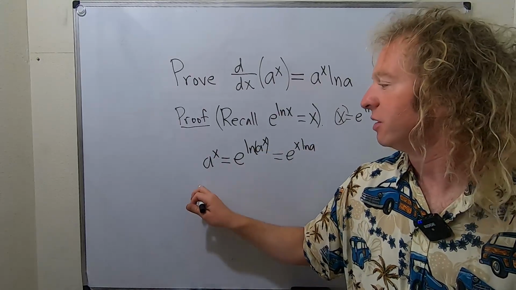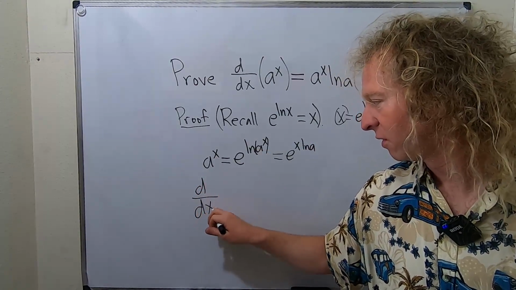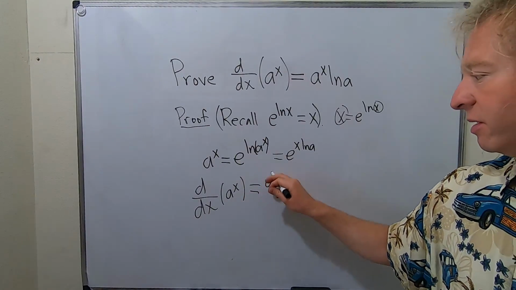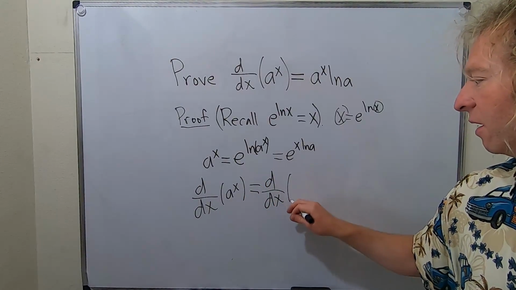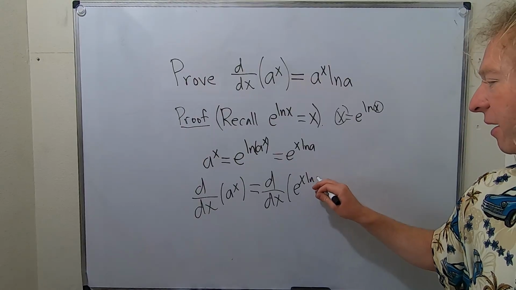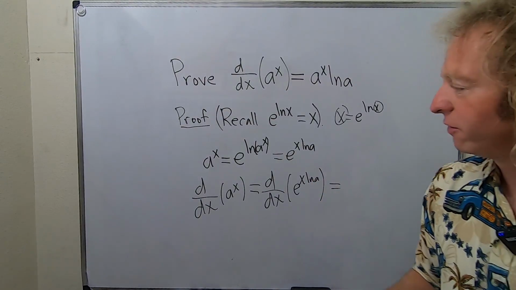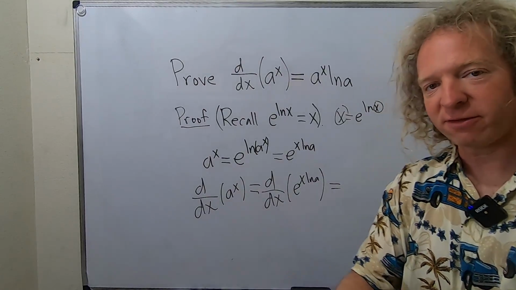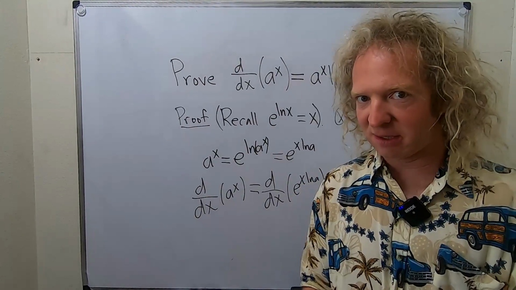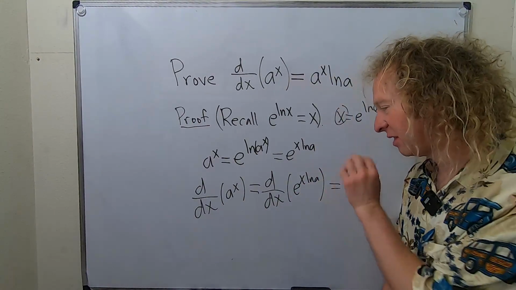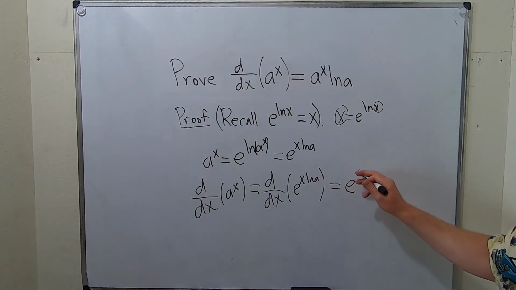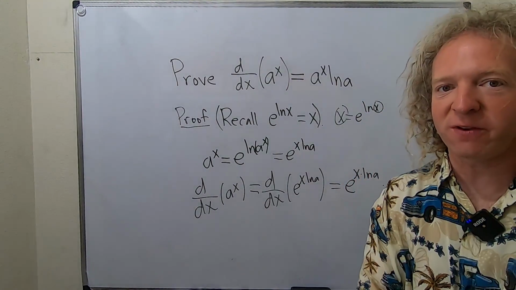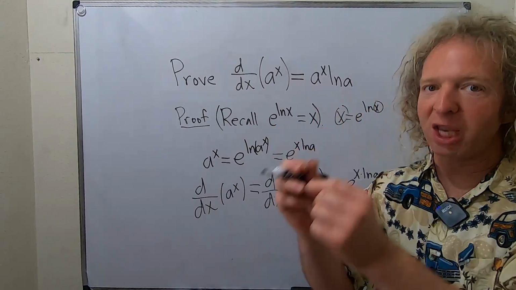All right, now let's differentiate. So d/dx of a to the x will be d/dx of this, d/dx of e to the x ln a. Take the derivative of both sides with respect to x. The derivative of e to the x is e to the x, so here it's going to be e to that: e to the x ln a, times the derivative of the inside. We're using the chain rule.